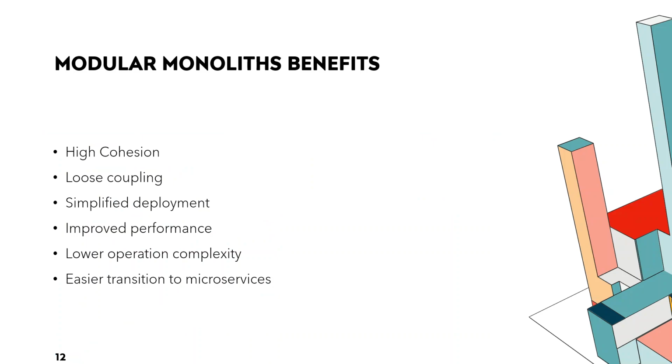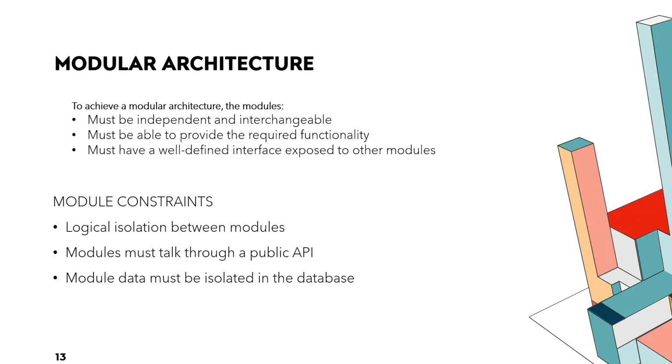So what are the benefits when we are using a modular monolith? Number one is high cohesion. Number two, loose coupling, so it's not interconnected to each other. Then simplified deployment, improved performance, and lower operational complexity. And the last one is the most important one because it eases the transition to microservices. You just have to extract the module and deploy it in another server, and that is now what we call a microservice.